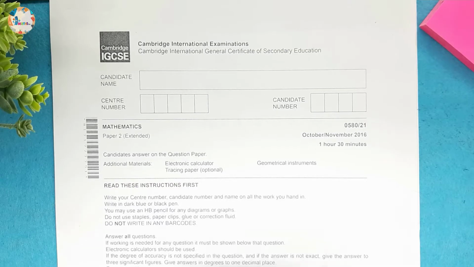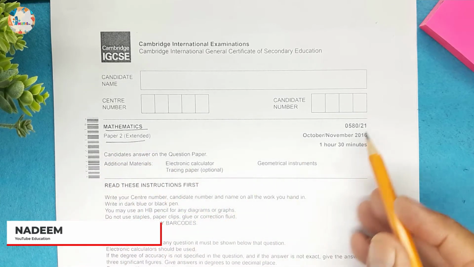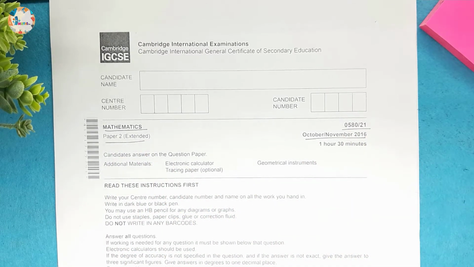Today we'll be going through IGCSE Cambridge Mathematics Paper 2 Extended 0580/21, October/November 2016.